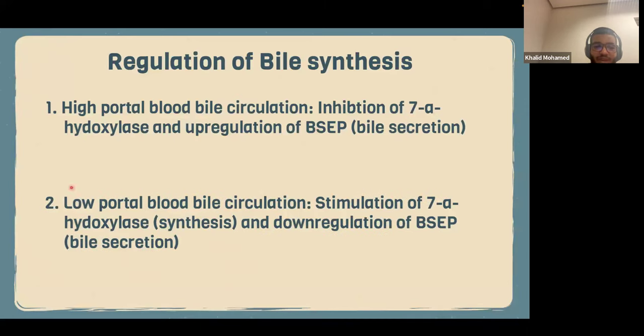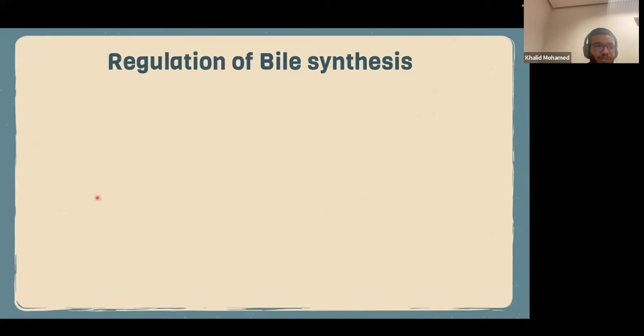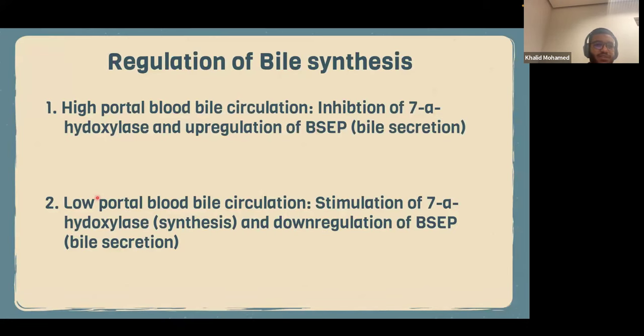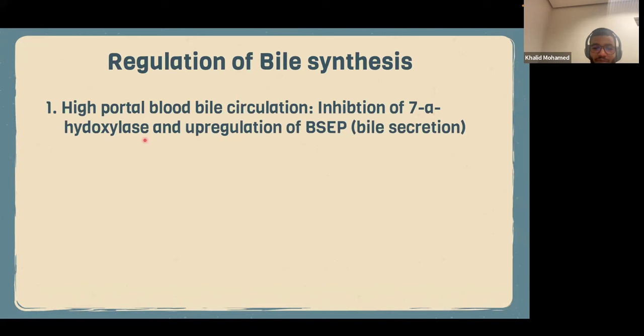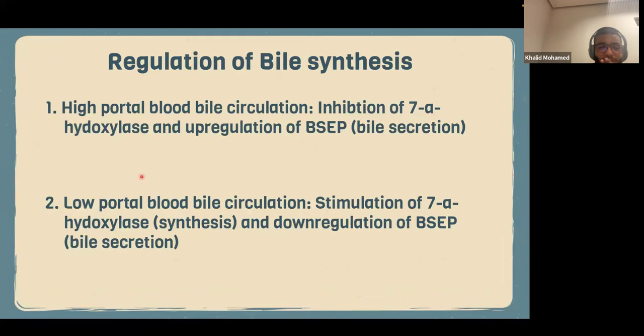If we have low portal blood bile circulation, that means we simply don't have enough bile, or the liver thinks that we don't have enough bile, so it stimulates 7-alpha hydroxylase and downregulates secretion. You want to make as much as you can and you don't want to get rid of it, so you stimulate 7-alpha hydroxylase, which is the synthesis of bile, and then downregulate BSEP, which is bile secretion. This is a very important concept. Is this concept clear for everyone?